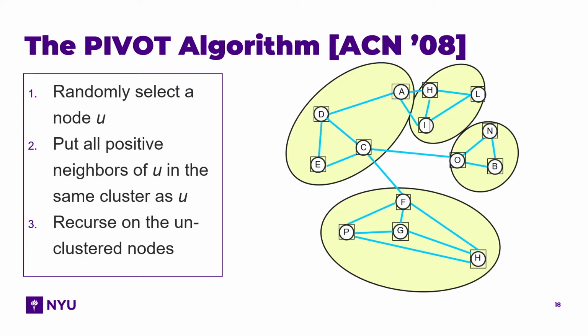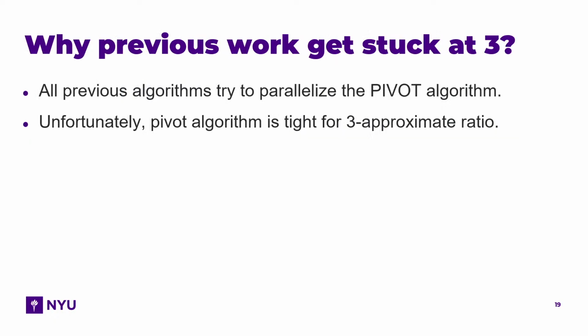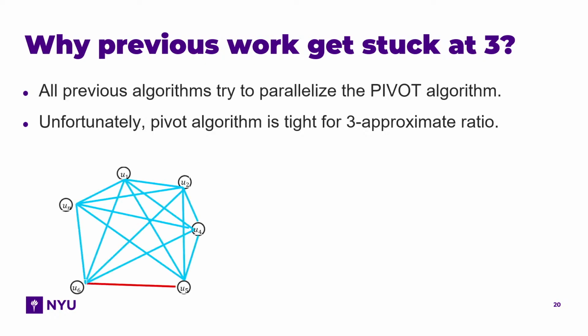In some graphs, it can be shown that the Pivot algorithm gives us a 3 approximation. So you may wonder, can we get better? Unfortunately, the Pivot algorithm is tight for 3 approximation. Here is an example. It's a clique with only one negative edge, between these bottom two nodes. What is the optimal solution for correlation clustering? We put all the nodes in one cluster, so we only have one disagreement, this negative edge.